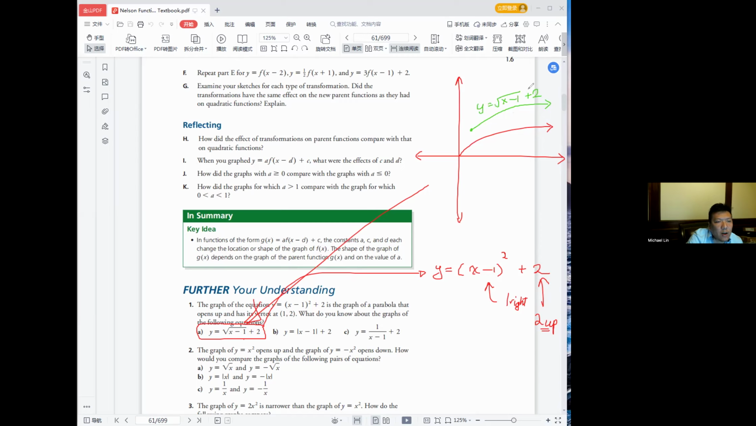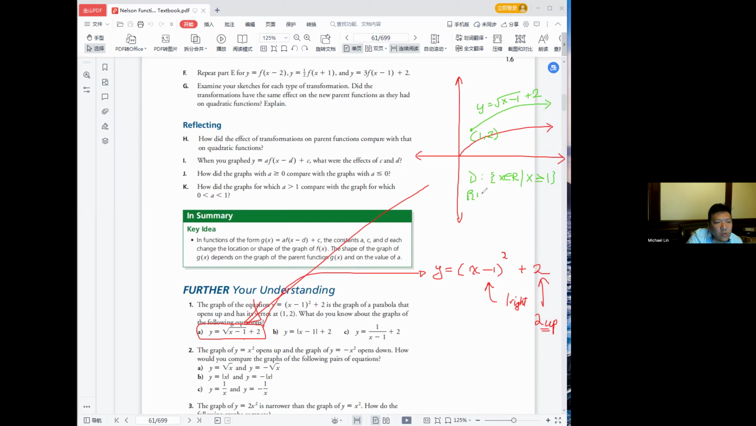You just have to follow the transformations. So this point is actually at (1, 2). And then the domain is x belongs to all real numbers such that x has to be greater than or equal to 1.